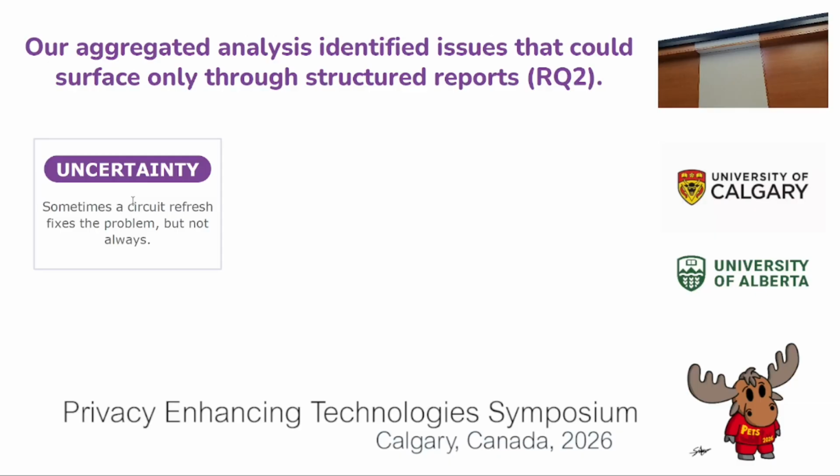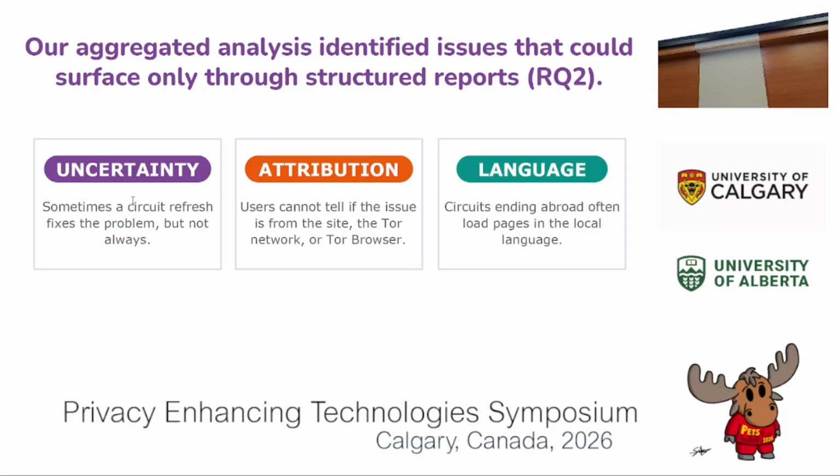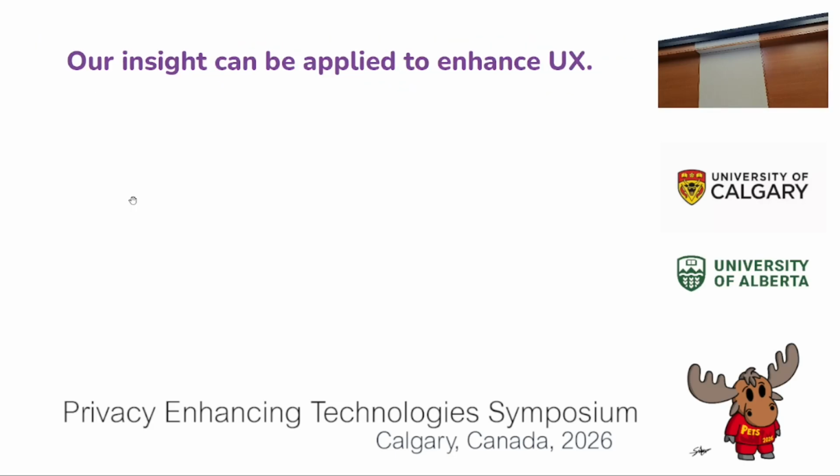Our aggregated analysis showed that there were 3 things that annoyed Tor users the most. It was first uncertainty. Sometimes you could fix an issue with a circuit refresh, sometimes you couldn't. The attribution of an issue was challenging because it made it hard to know if it was something you could solve yourself or if you were going to have to use another browser. And occasionally we would exit with nodes in different languages and have to refresh it until we got one we could understand.